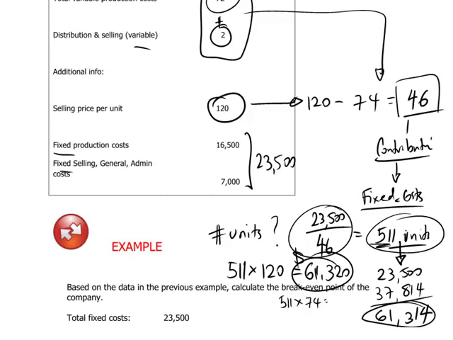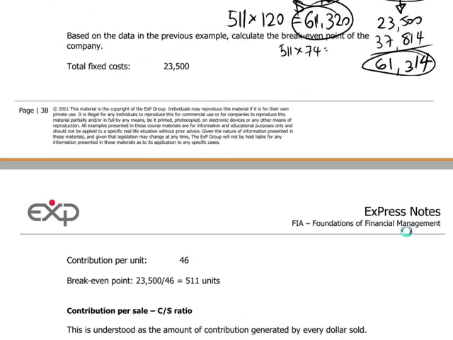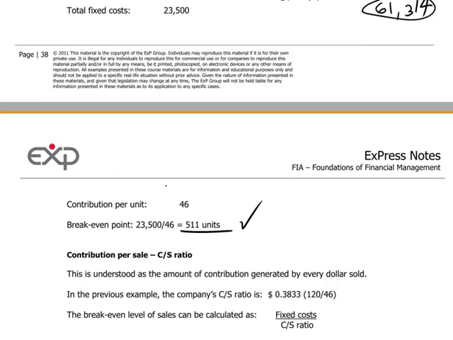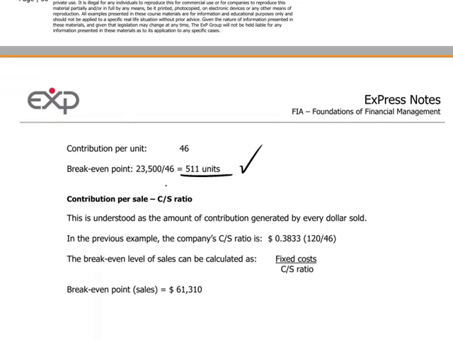Mathematically, the answer actually comes out to 510.8 units, but does it make sense to produce and sell 0.8 of a unit? You can see here the mathematics are done to confirm that this in fact is the answer. Now let's just take this a step further and talk about the contribution per sale, the CS ratio.